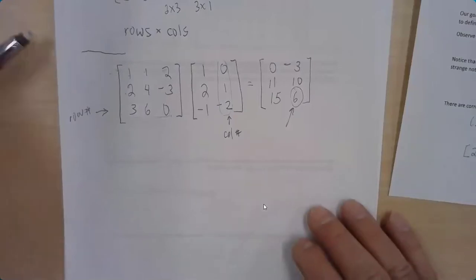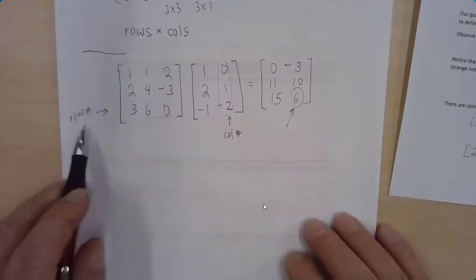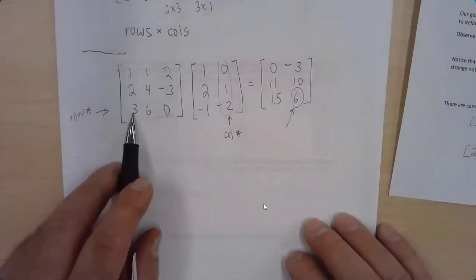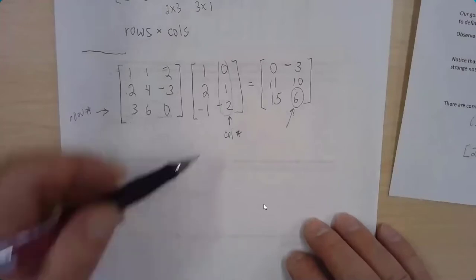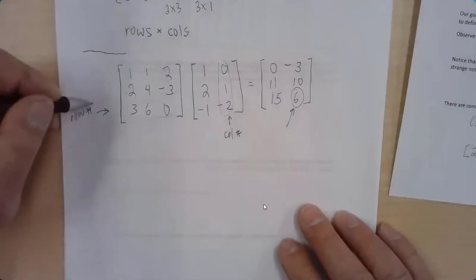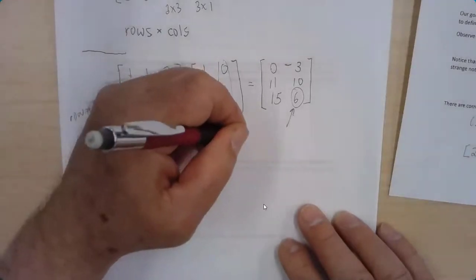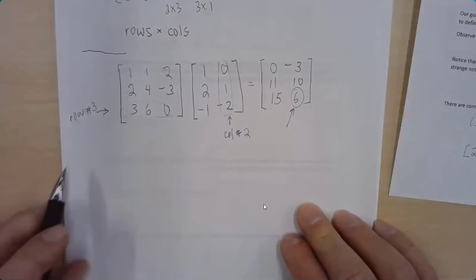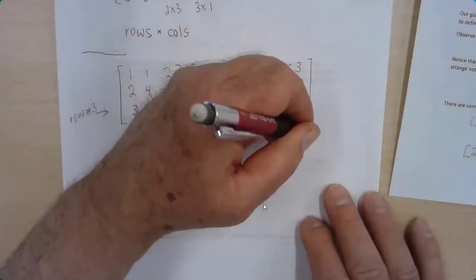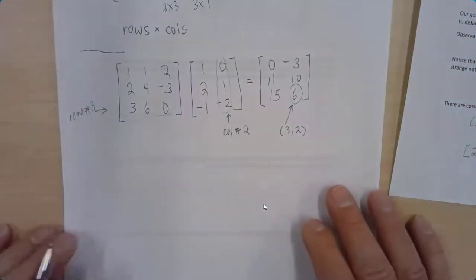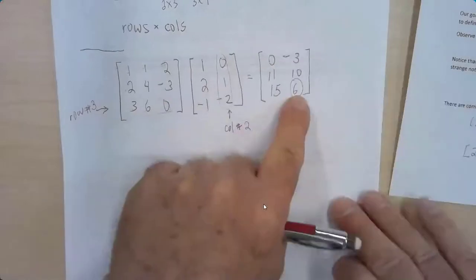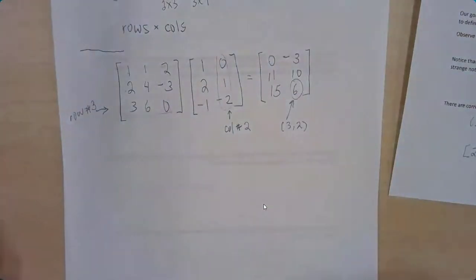Let me repeat that bit. The row number comes from the left factor. The column number comes from the right. So if I take row number 3 and column number 2, I'll get the 3, 2 entry here. Okay. So then you just take that dot product and it tells you where to put it.